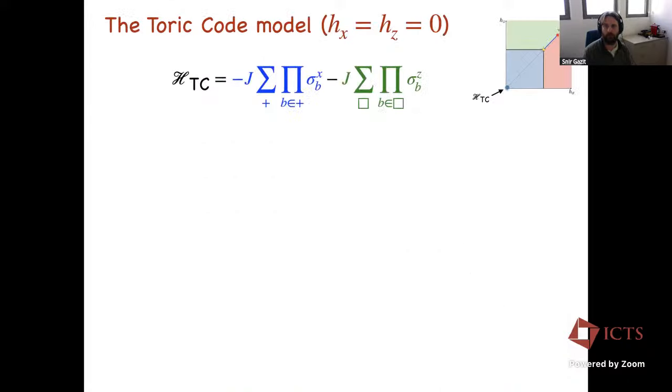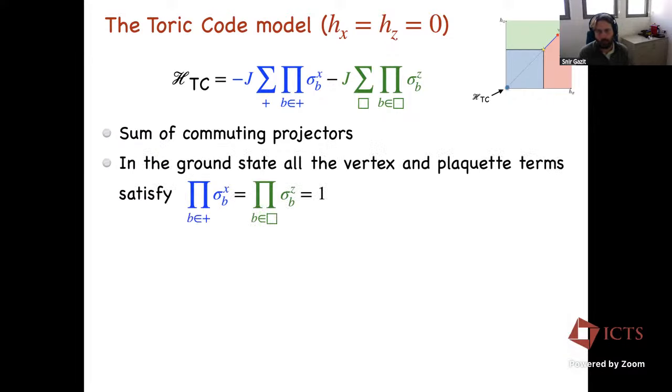Okay, so let me just, with a couple of slides, give you the different phases here, and then we'll move on to some of our more recent results. So the simplest limiting case is right at the bottom left corner, which is the toric code model. We take both field terms to 0, and it's very easy to see, and I'm pretty sure you've seen this at some point, that the Hamiltonian is the sum of commuting projectors. And if I want to find the ground state, I need to individually minimize their energies.